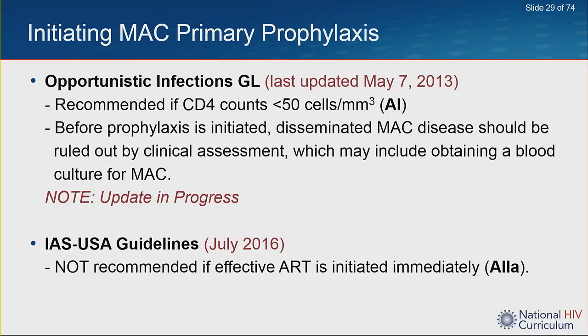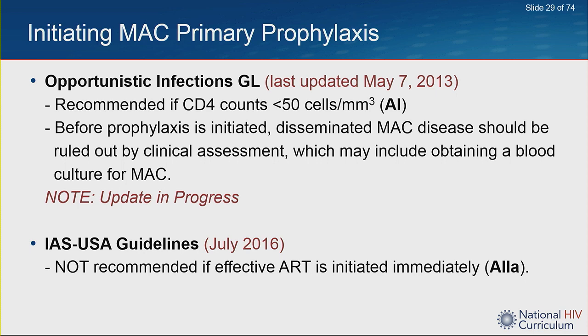We heard yesterday in the panel, there was a case presented that was really addressing this issue of, if you have somebody and they come in, their CD4 count, let's say, is 20, and you're going to start antiretroviral therapy right away, should you start MAC prophylaxis? And here's what the bottom line is in terms of the two major guidelines that are out there right now. The HHS guidelines, the OI guidelines, which were last updated for the MAC section in 2013, say it is recommended for you to start MAC prophylaxis if the CD4 count's less than 50. But before prophylaxis is initiated, it is recommended that disseminated MAC should be ruled out by clinical assessment. And in this case, it may be ordering blood cultures if there's actually a suspicion of infection. So that's currently where we're at.